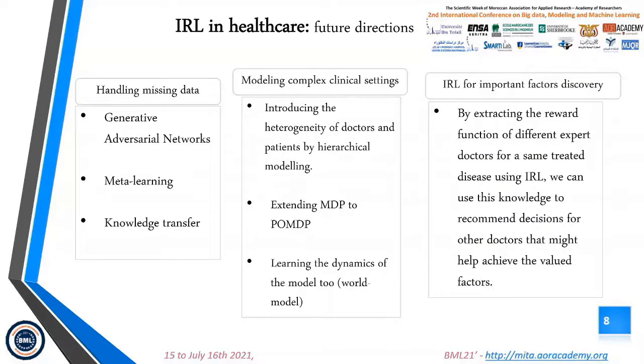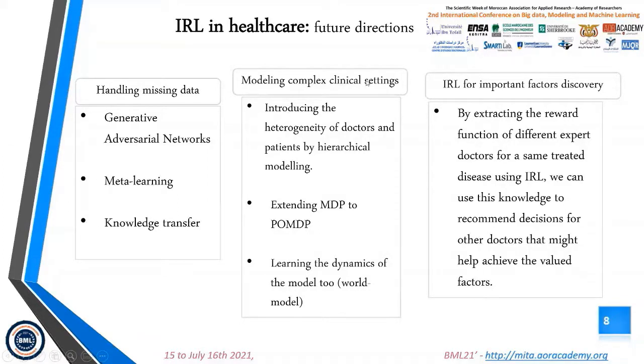But the aim of this survey wasn't just to review state-of-the-art applications of inverse reinforcement learning in healthcare, but also to suggest some future directions for other researchers. The first category of future directions is regarding handling missing data, either by using generative adversarial networks, meta-learning, or even knowledge transfer.